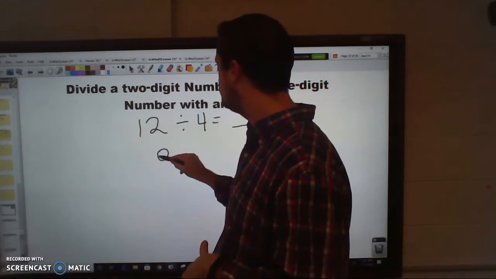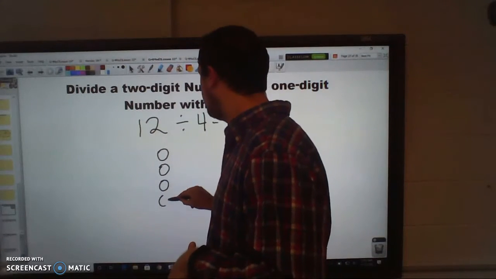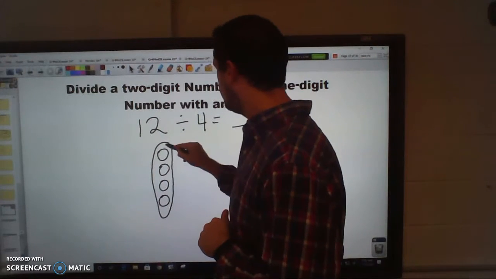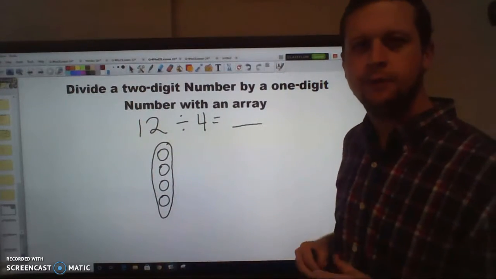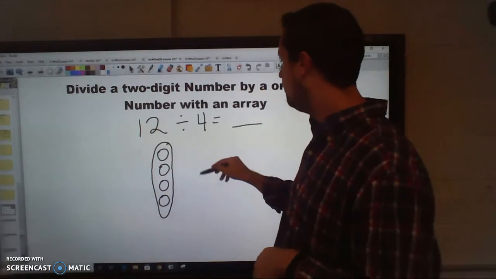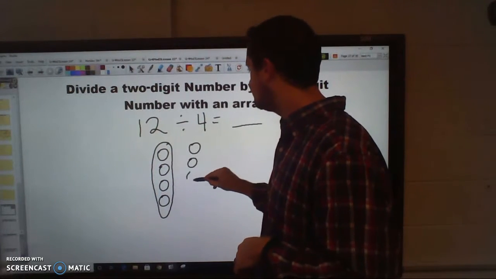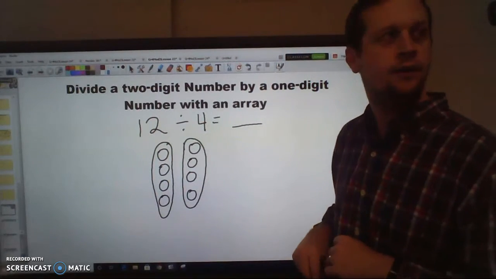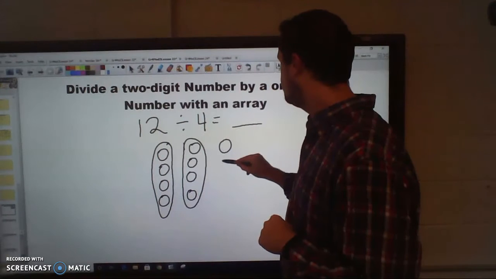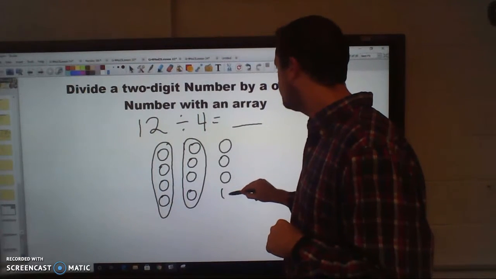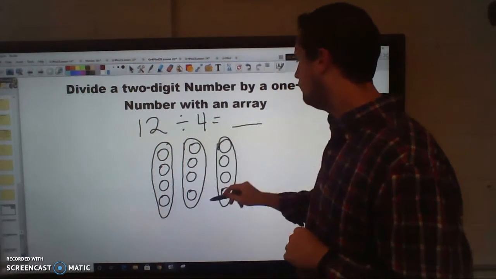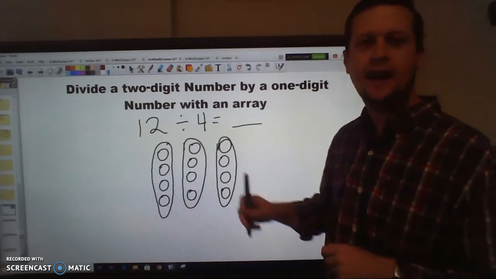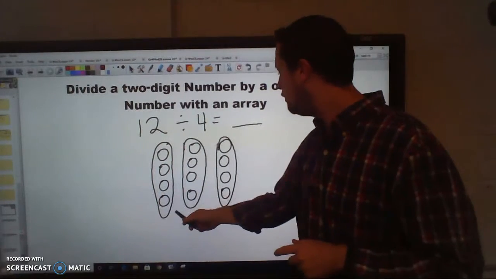So we got 1 student, 2, 3, 4. So there's 4 students. So there's my first group. And I'm grouping them together. So I'm going to keep going. 5, 6, 7, 8. There's another group. 9, 10, 11, 12. So there's my 12 students. They are in groups of 4. How many groups did I just make? 1, 2, 3.